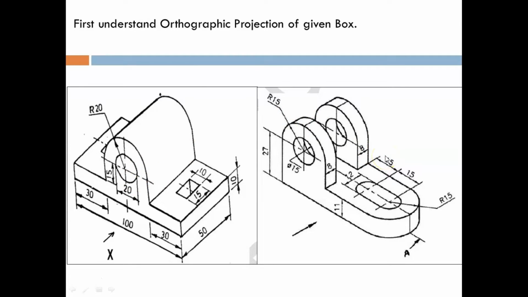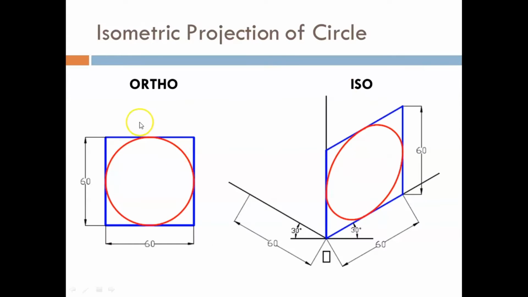But first understand the difference between isometric circle and the actual circle. Here you can see this is the actual circle, or you can say the orthographic view of any circular object. So this is 60 by 60. But when you go for the isometric view of the circle, then this square, which is in 2D, becomes a rhombus and the circle becomes an ellipse. So this is the basic difference between ortho and isometric. So let's start with the procedure to draw an isometric circle.